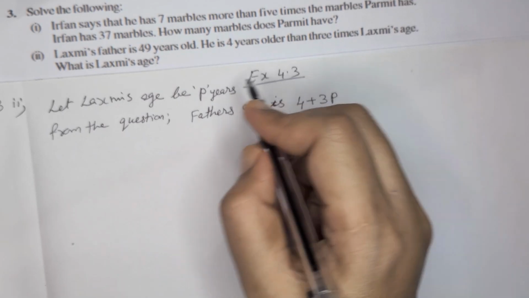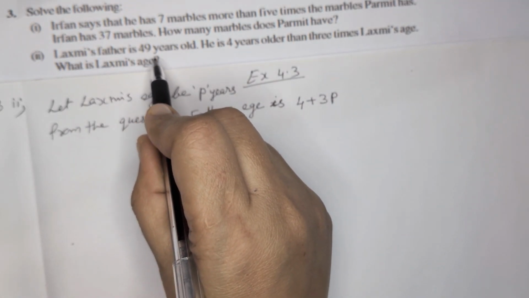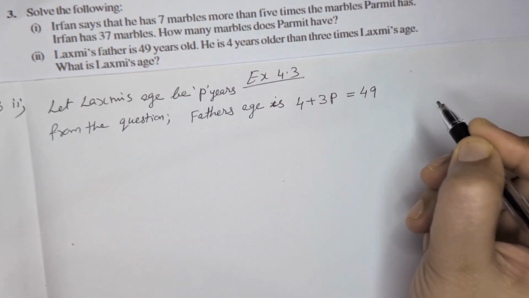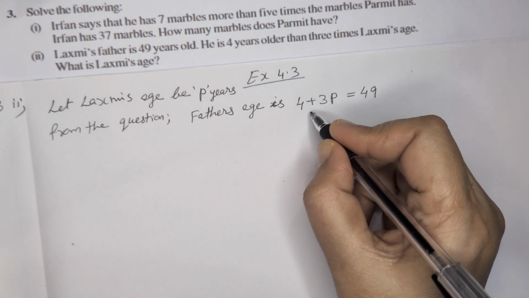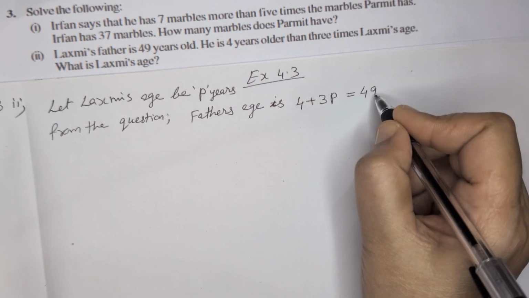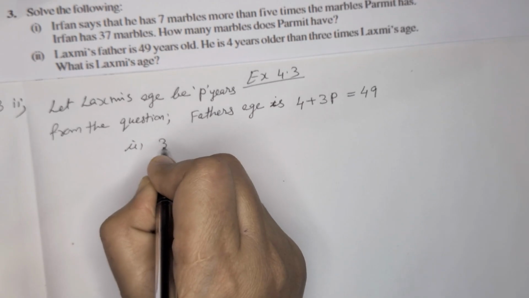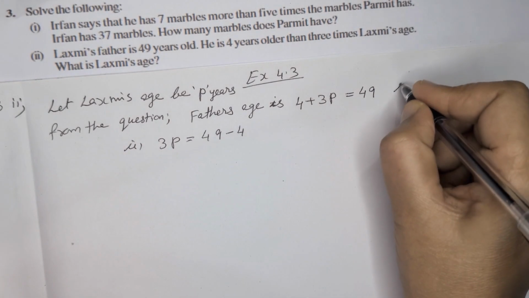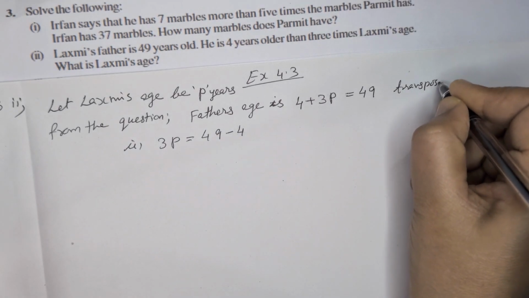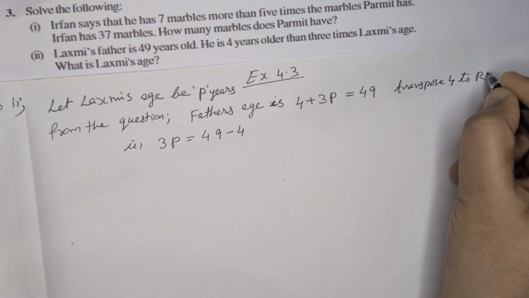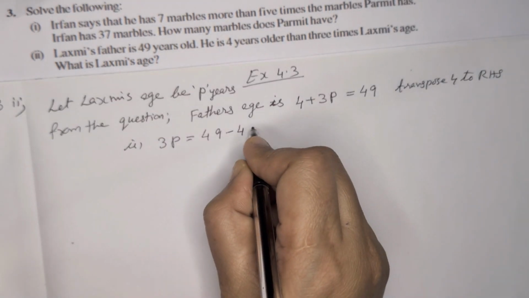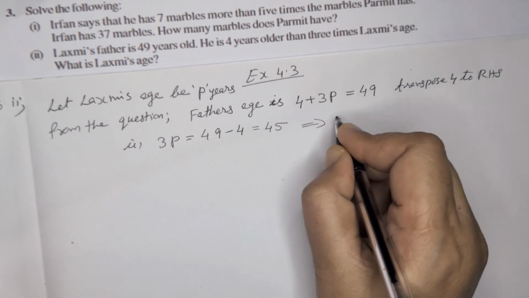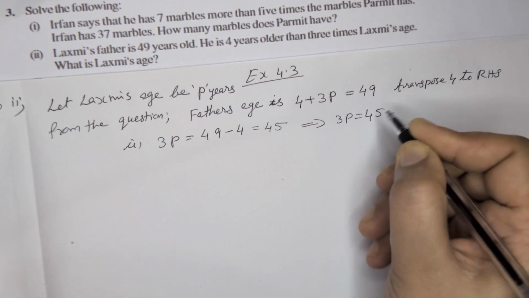So 3p plus 4. And again here it's given Lakshmi's father is 49 years old, so which is equal to 49. So from here, to solve this equation, transpose 4 to the other side. That is 3p is equal to 49 minus 4. Transpose 4 to RHS. Now 49 minus 4 is 45, which implies 3p is equal to 45.